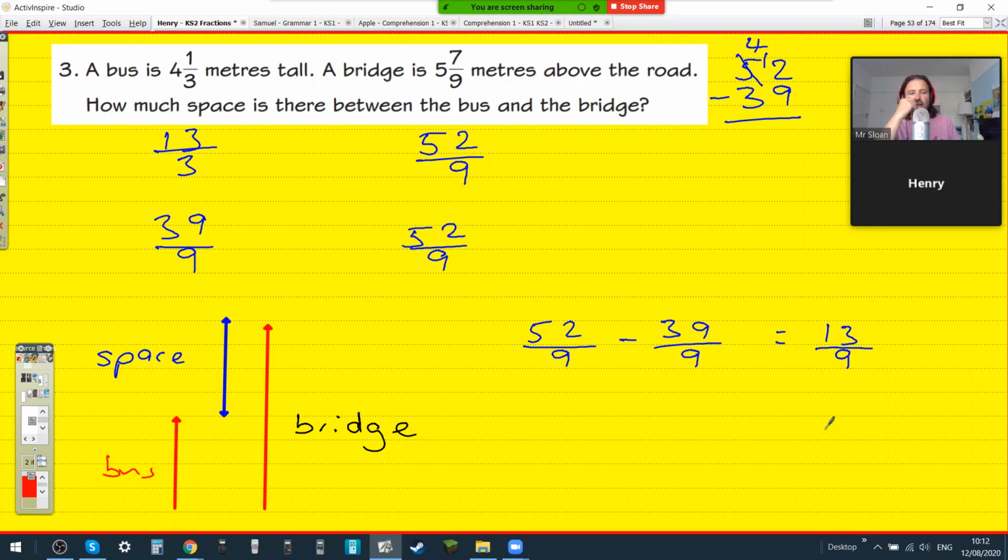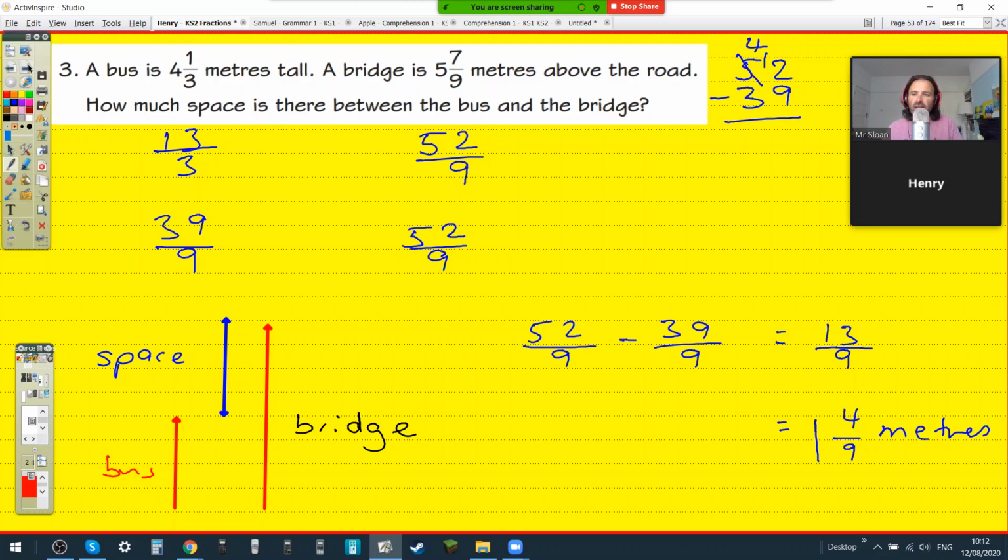And as a mixed number, 13 over 9, the mixed number is 1 whole and 4/9. That's great. And that's meters. And so this one, it wasn't adding, it was subtracting because you had to find the difference between them. That's great.